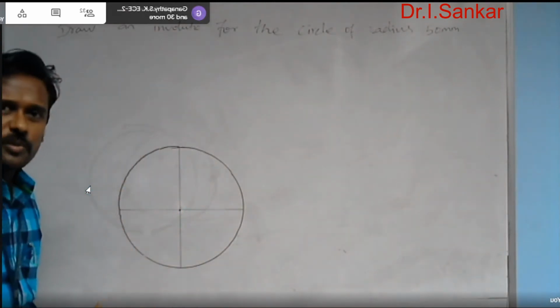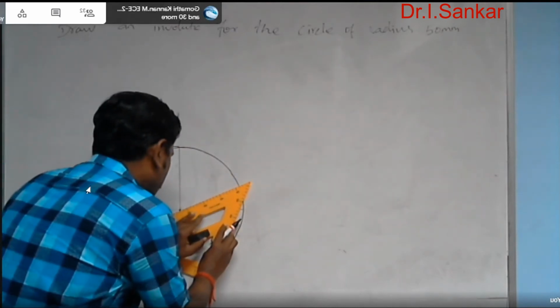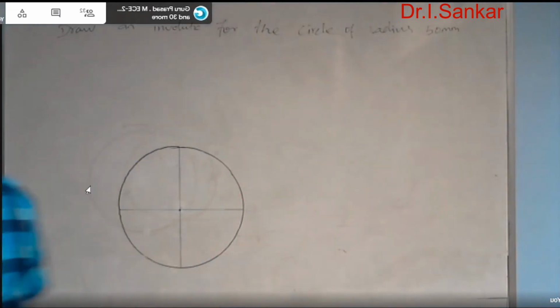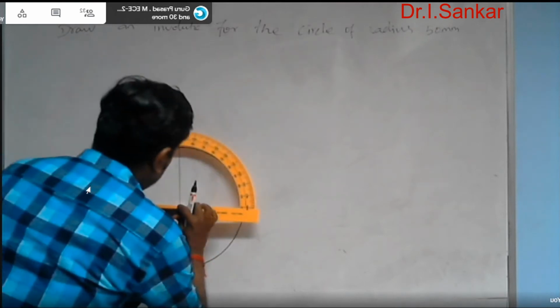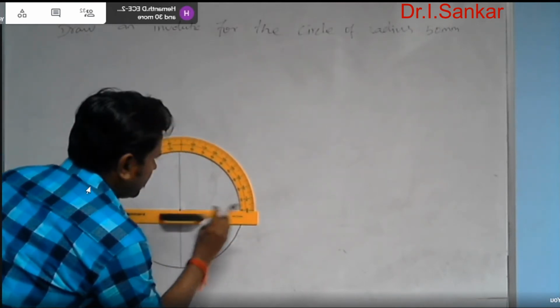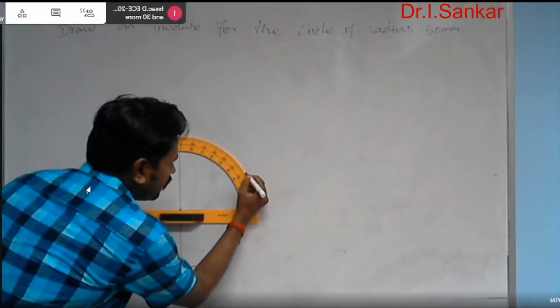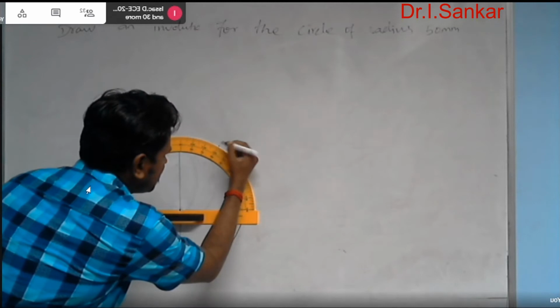Now I have just split it into 4 equal parts. The actual aim is to split it into 12 equal parts. I have to measure 30° for each sector. So 30, 60 and 90.